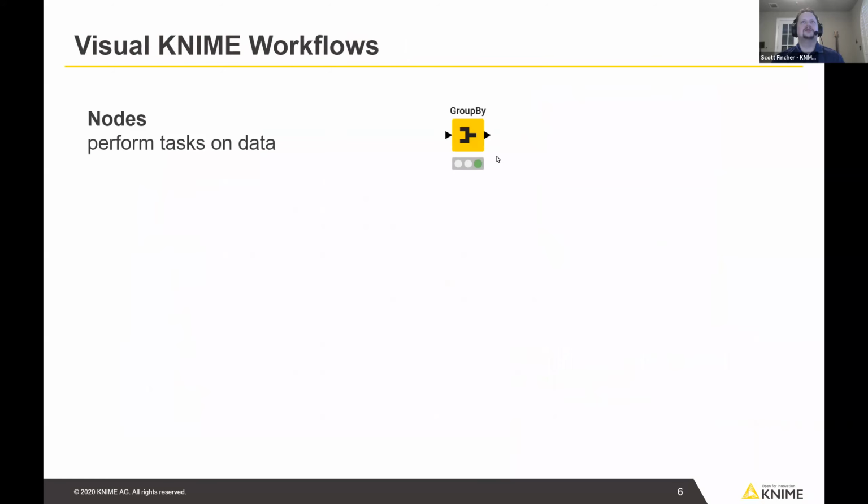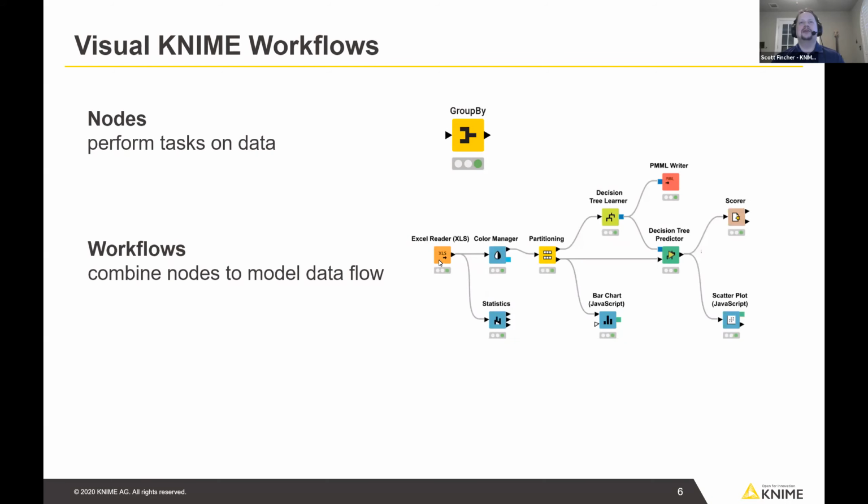The actual workflows themselves, as I mentioned, each node, each colored box performs an individual task. The data flows through the little, what we call ports, the arrows on the left and right of the box here. And then we connect these nodes together to build a workflow that we're reading left to right.